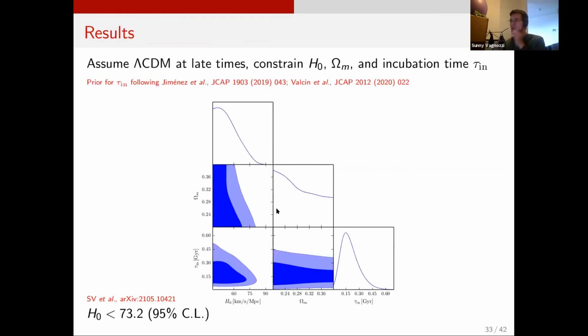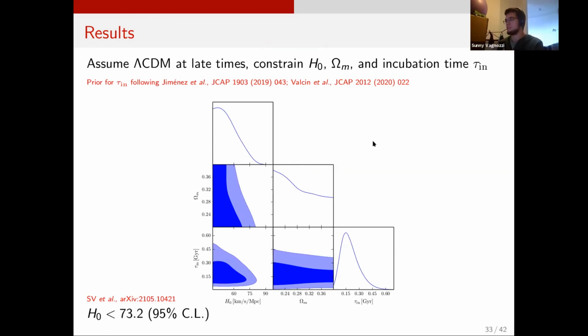And interestingly, what we get is an upper limit at 2 sigma of H0 less than 73.2. Of course, I'm missing the usual units here, kilometers per second per megaparsec. This is interesting because it's in mild tension with the local measurements from calibrated supernovae. So the latest measurements give something like 74 plus or minus 1.2. There's a roughly 1.5 to 2 sigma tension between our upper limit and the local measurement.